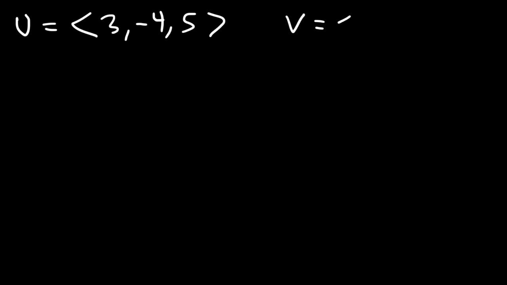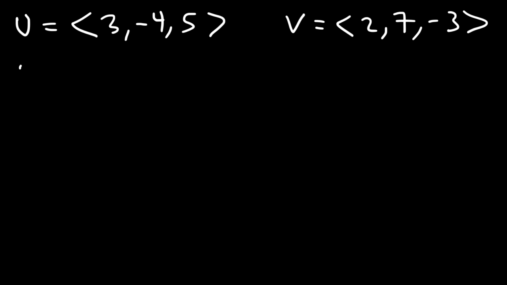Now let's try another example using three-dimensional vectors. So let's say we have vector u, which is 3, -4, 5, and vector v, which is 2, 7, -3. Go ahead and calculate the angle between those two vectors.